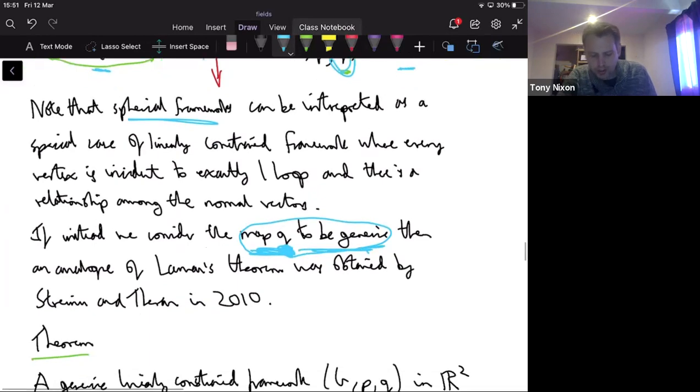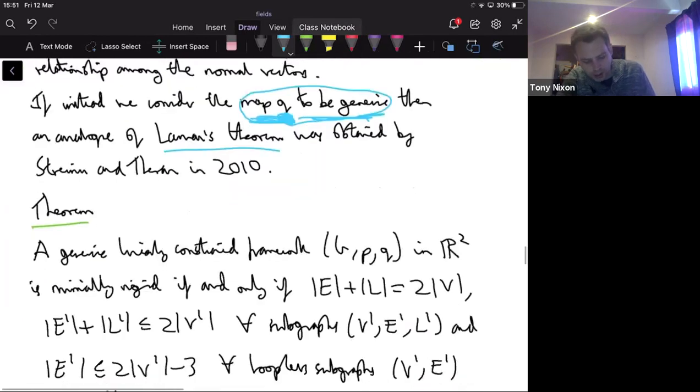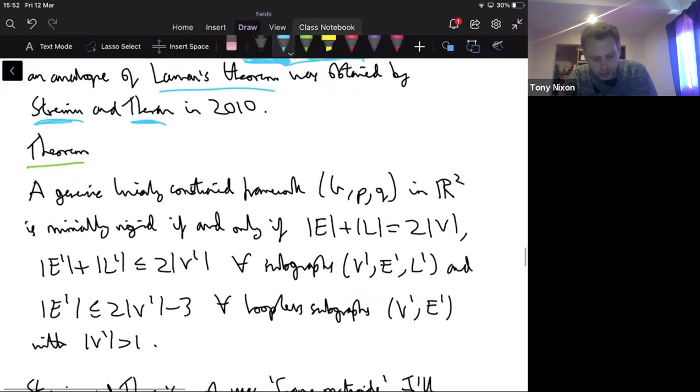And now we can state an analog of the Pollaczek-Geiringer-Laman theorem. This was obtained by Ileana Streinu and Louis Theran in 2010. They called them slider frameworks, but I like this name, linearly constrained, instead. So a generic linearly constrained framework: I have my looped simple graph and I have the two maps P and Q in R^2. This is minimally rigid if and only if the number of edges plus the number of loops is twice the number of vertices. And we have two subgraph inequalities.